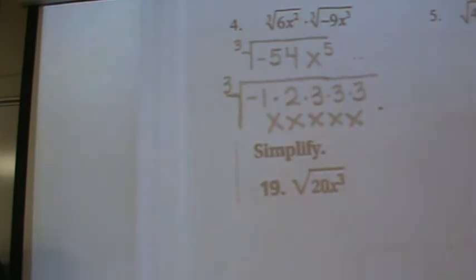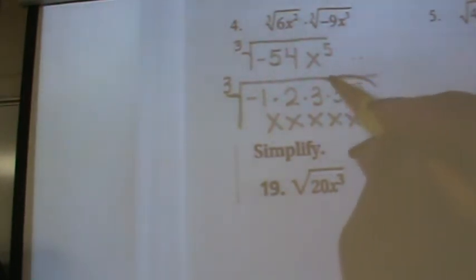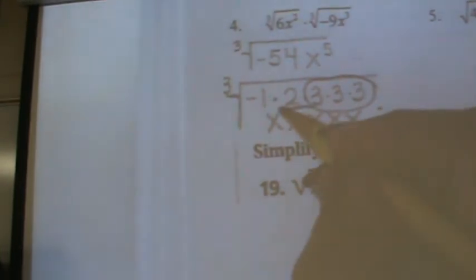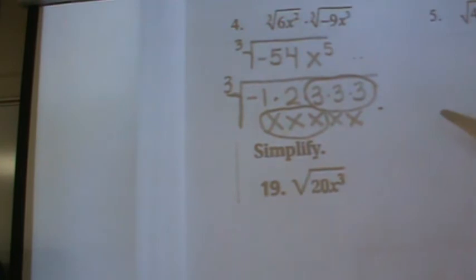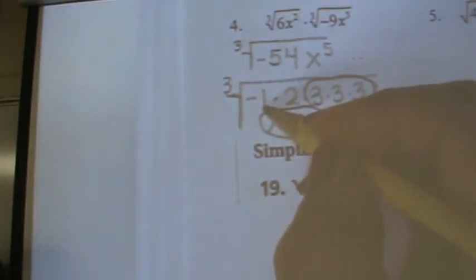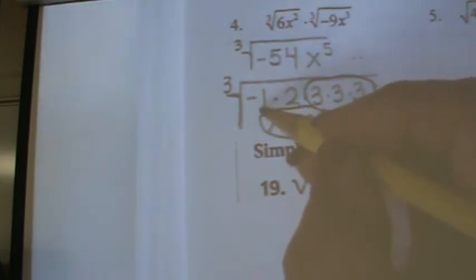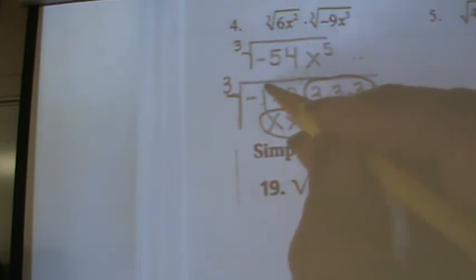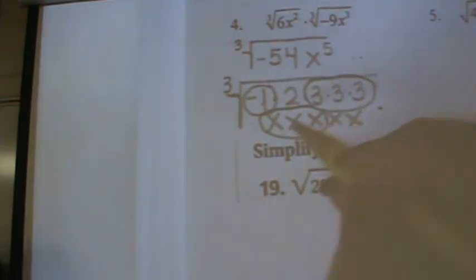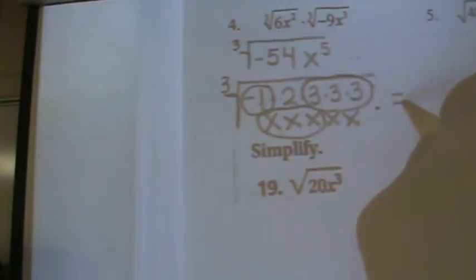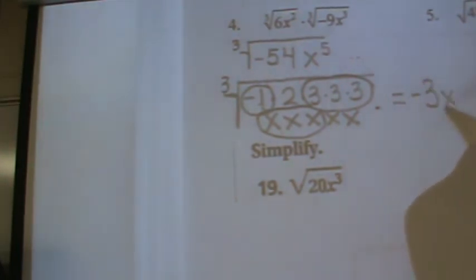What comes out? Anything else? X. There's one more little thing here, but I didn't write it out. What times what is negative 1? You actually have 3 negative 1s here. I didn't write it out. Does everyone understand that? So you have a negative 1, a positive 3, and an x. So what comes out? Negative 3x. And what stays? 2x squared. You got it.